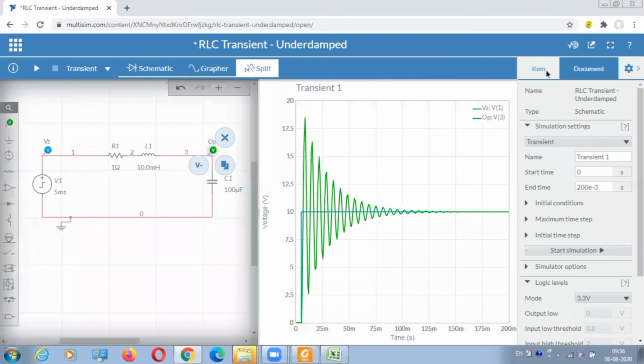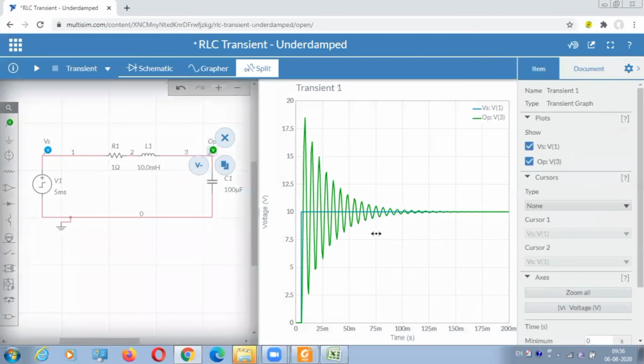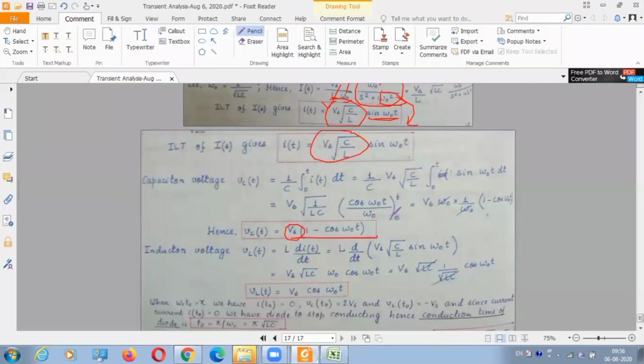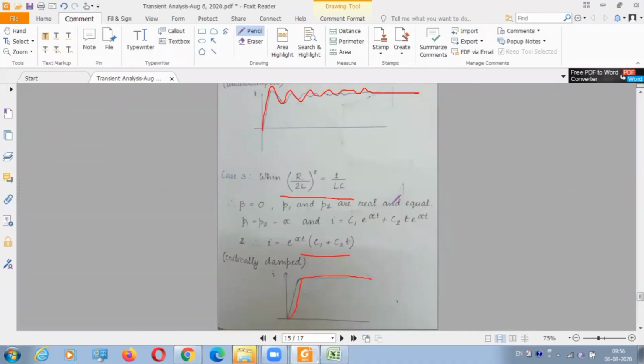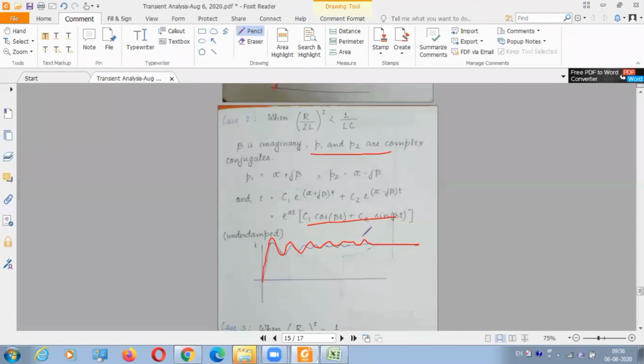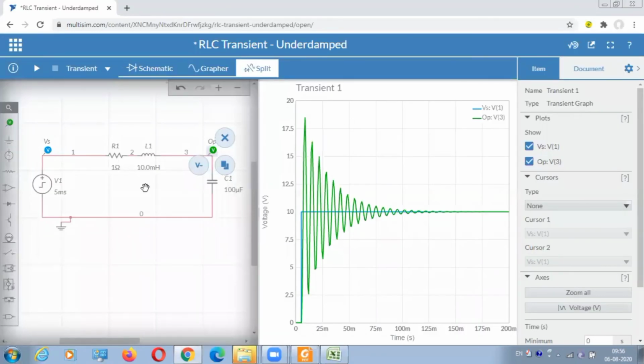You need to run here R1 by capital L1 square is less than 1 by L1 C1 because the graph is oscillating in nature. This is an underdamped condition. I have told you this is an underdamped condition. If you recall, this is an underdamped condition, oscillating in nature, right? So if you calculate these values, what I have taken is underdamped condition, oscillating in nature.